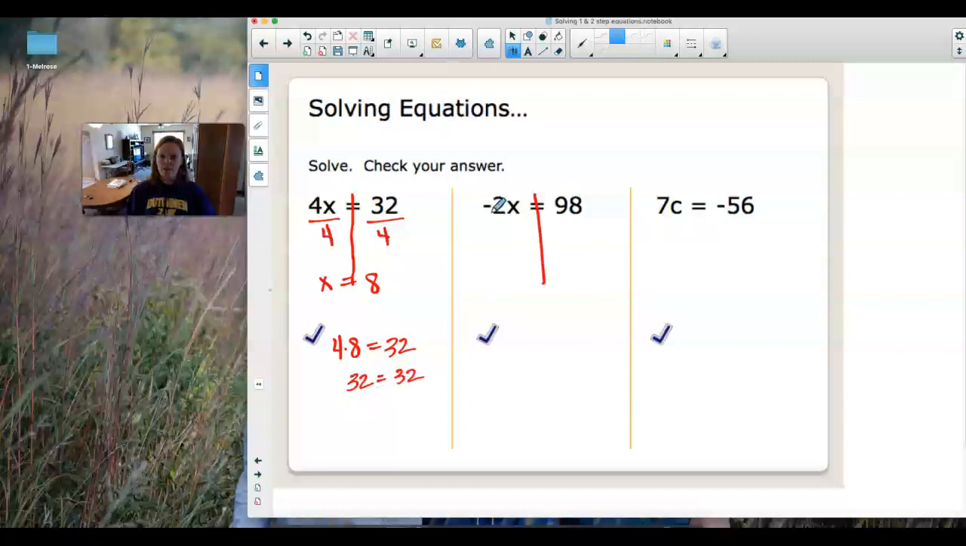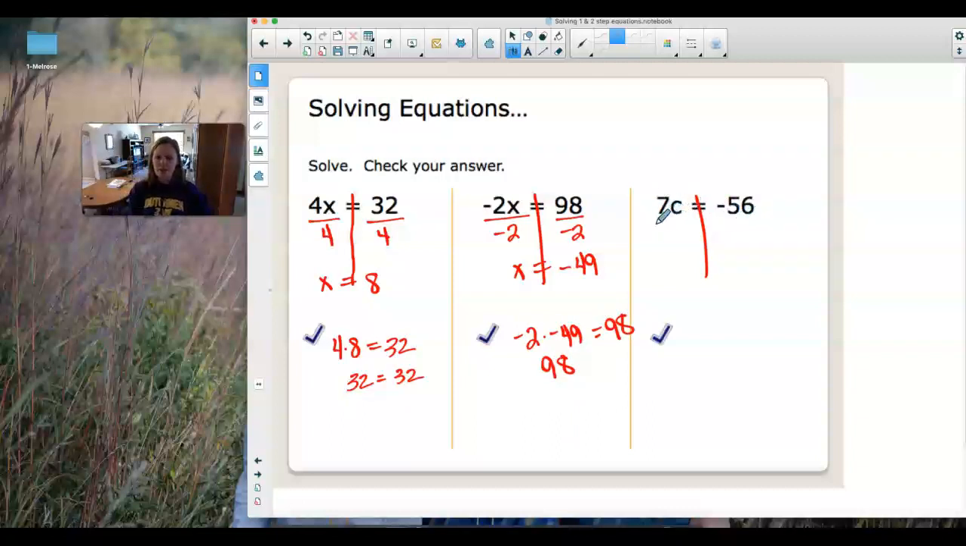Okay, the second one, we would divide by -2. So we'd have x equals 98 divided by -2. In my calculator, I'm just going to do 98 divided by 2 to get 49. And then remember that when you have one negative sign, it's negative, so the answer is -49. And so -2 times -49, a negative times a negative is positive, so we would end up with 98, and it works.